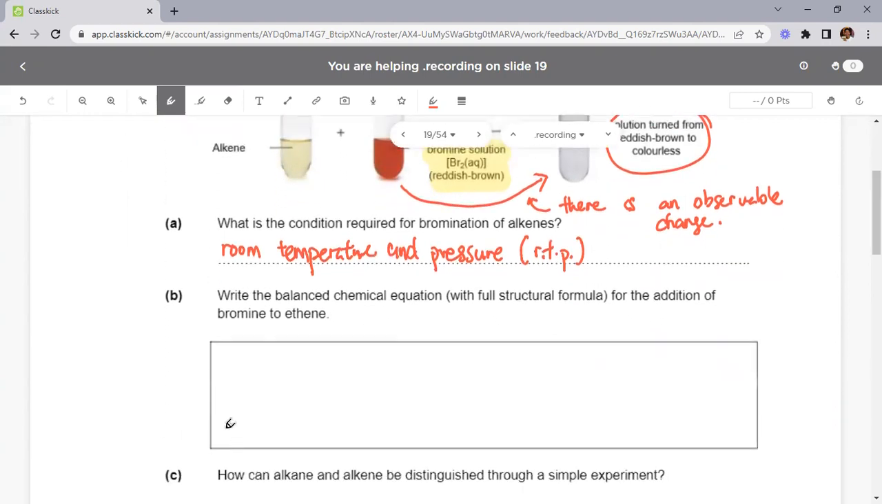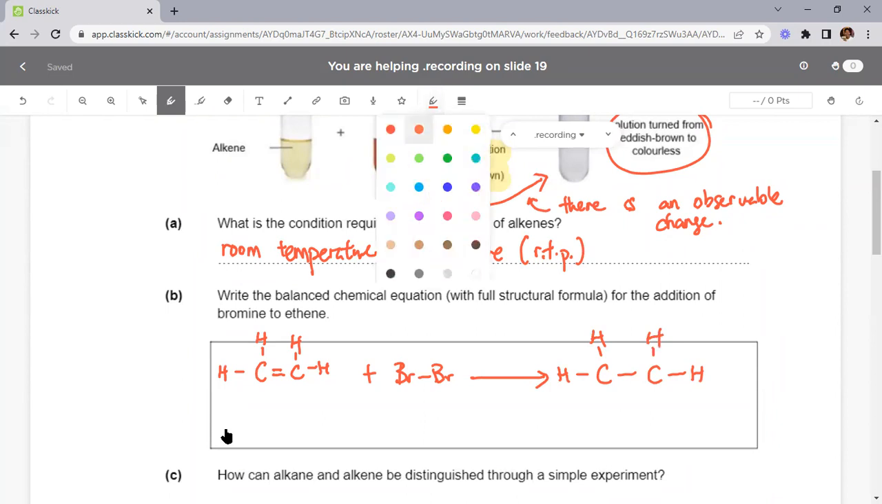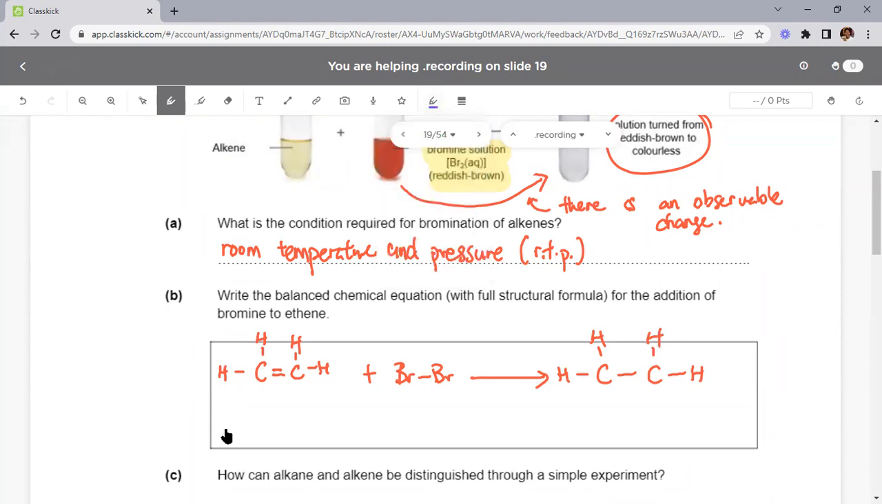I'm going to write the balanced chemical equation to show you the addition of bromine to ethene. Once again, this is ethene. I'm going to add bromine to it. Bromine looks like this: single bond, single bond. On the arrow, you don't need to write anything. What's going to happen? My bromine is going to add through the bottom, and this is the new compound after addition. I'm going to use blue to show you where the bromine has added.